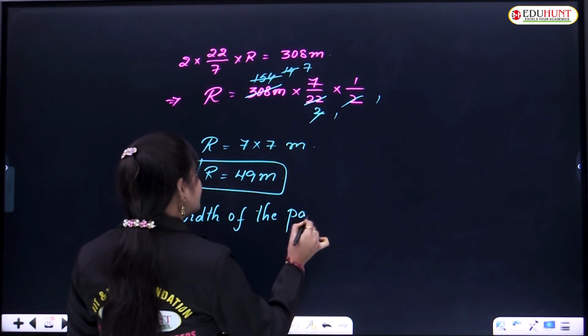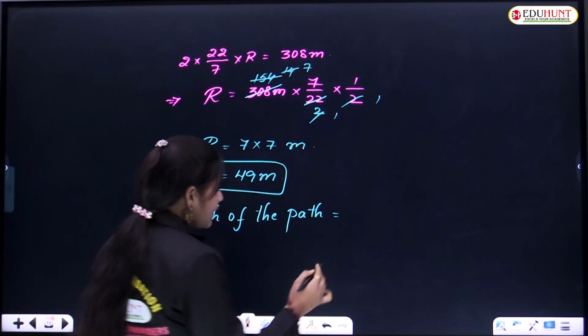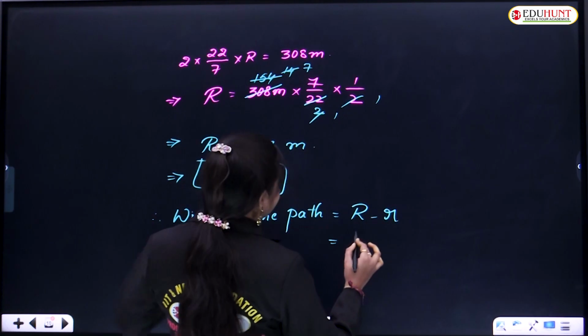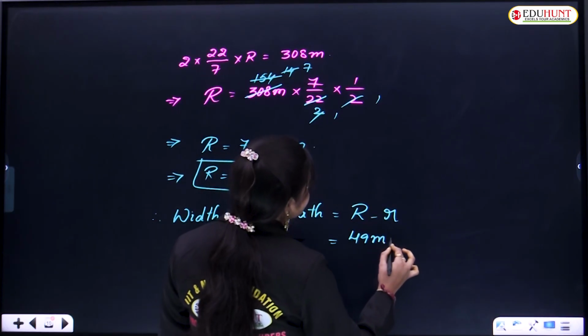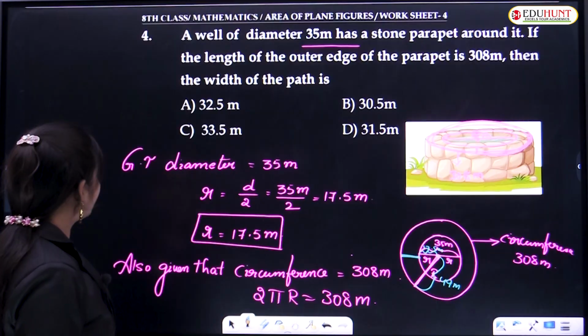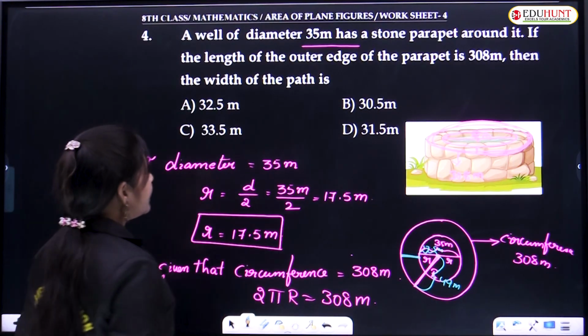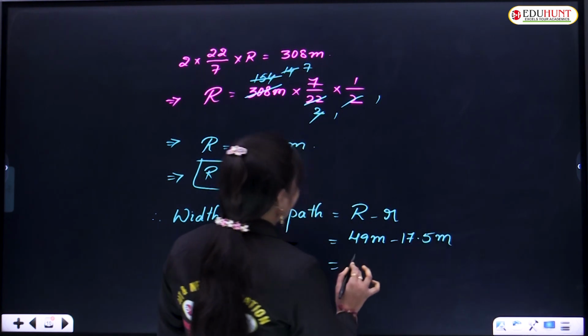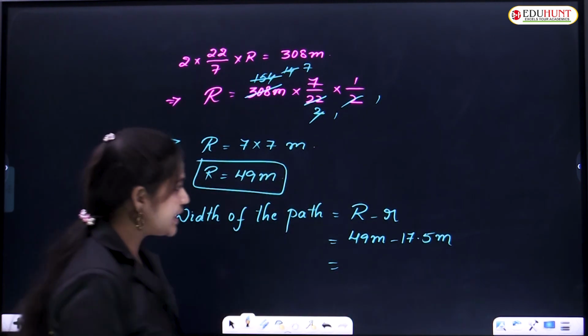Width of the path is equal to capital R minus small r. Then we will get that capital R is equal to 49 meters and small r is equal to, we got it as 17.5 meters. Then finally here, 49 minus 17.5.